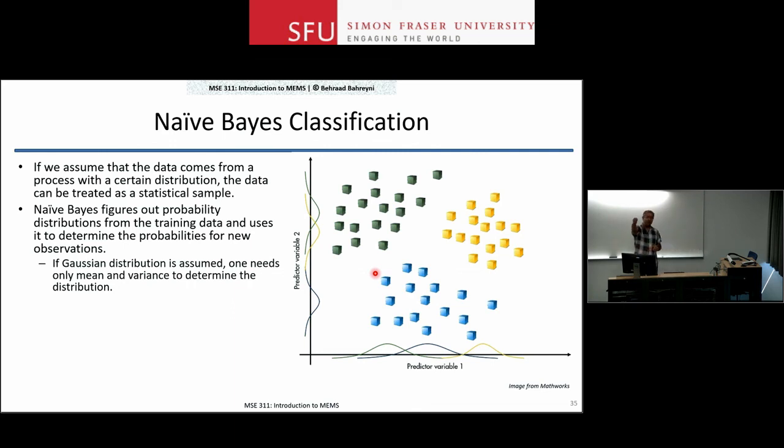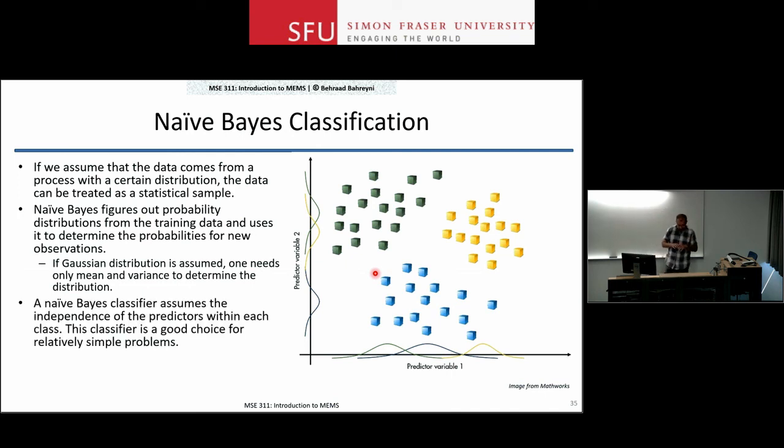If I give you a new data point, what you can do is say, okay, I'm going to see how far it is from the mean of class 1 according to the variance of class 1, right? Or in other words, what is the probability that this new data point came from class 1, knowing the distribution for class 1. And I do the calculation for class 2 and class 3. The one with the highest probability wins, right? So it's that simple. It's that simple.